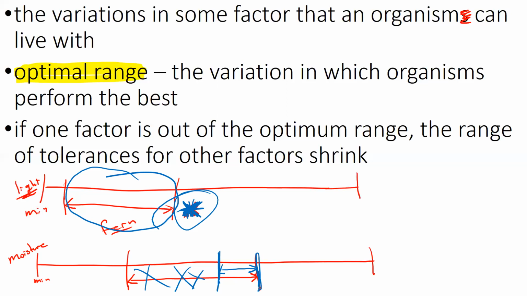It turns out, by the way, that the range of tolerance for all factors is actually what determines what niche an organism will occupy in its habitat. If it can't tolerate sun, it will be in the shade, and that will determine its niche or have a strong influence on its niche. If it can't live in the shade, it'll have to live out in sunnier areas. That'll have a strong influence on its niche.